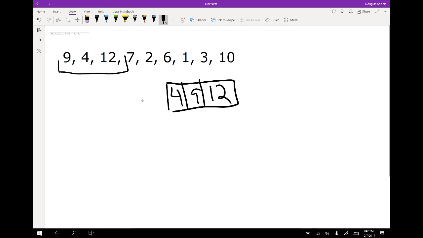So I insert this 7, it's going to go in this node because that's the only node that I got. But this node is full. This node is full up. So what's going to happen? I'm going to split. I'm going to have two nodes now.